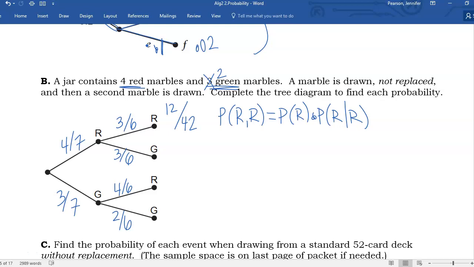I'm not sure if I want to or not. Maybe I will. I'll put it way at the back because I didn't leave myself enough space. So if I wanted to reduce that, that's 2 sevenths. And if I wanted to go a little bit farther, that's approximately 29%. Okay.